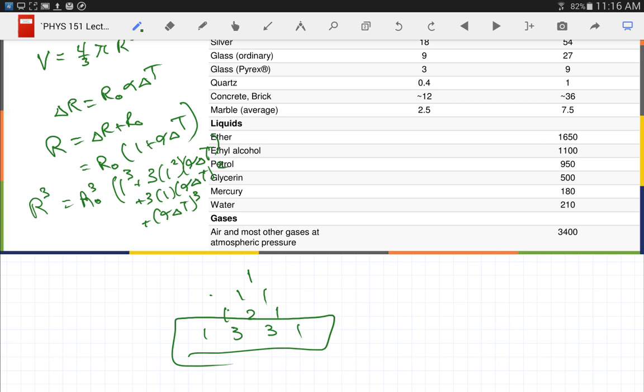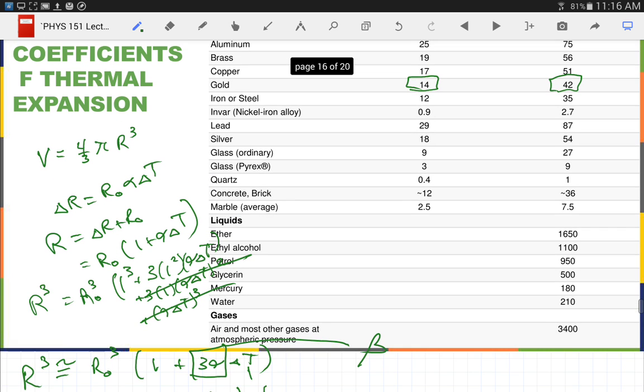If delta t is a small temperature, well, actually it's alpha that's small. If alpha is small, alpha squared is much smaller. And so we say that these two here are approximately 0. And we say that r cubed is approximately equal to r0 cubed times, of course, 1 cubed is 1, plus 3 alpha delta t. This here is our beta. So beta is basically 3 alpha for most materials. It just comes from geometry, things expanding in 3 dimensions.